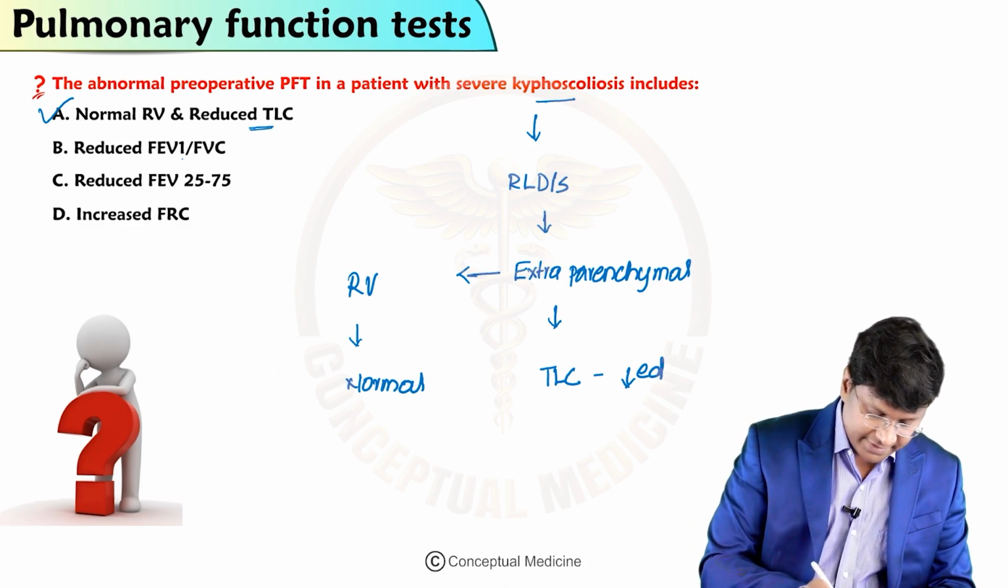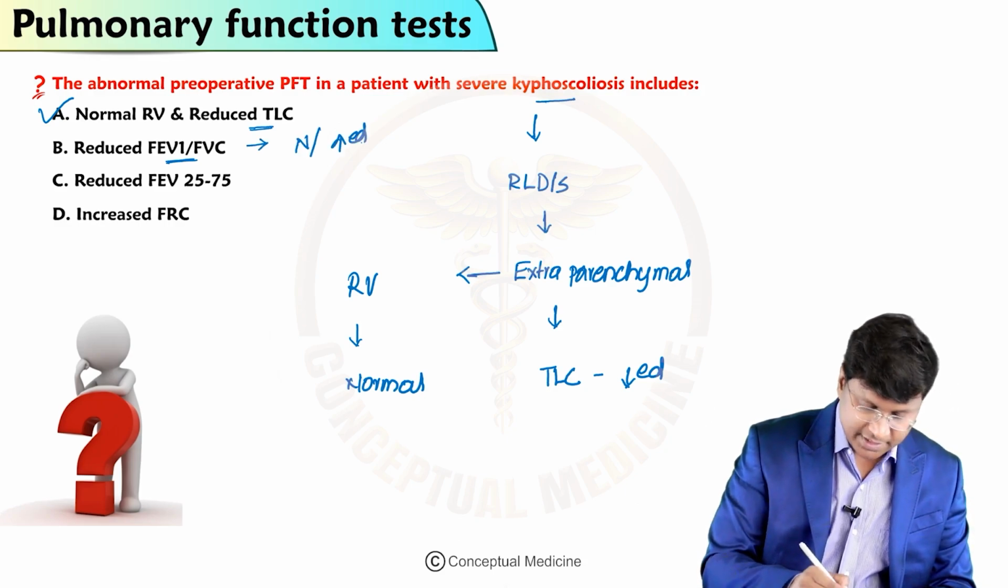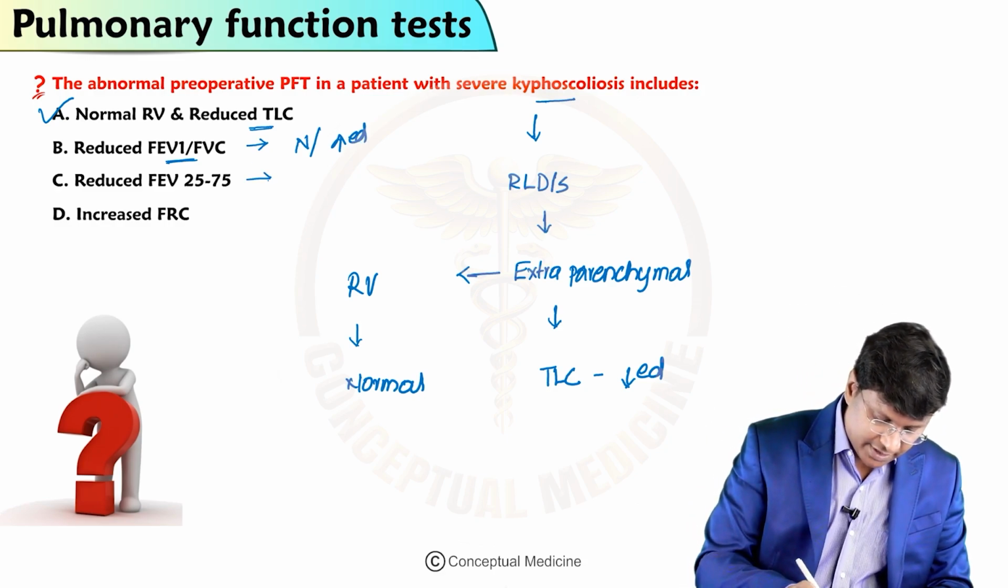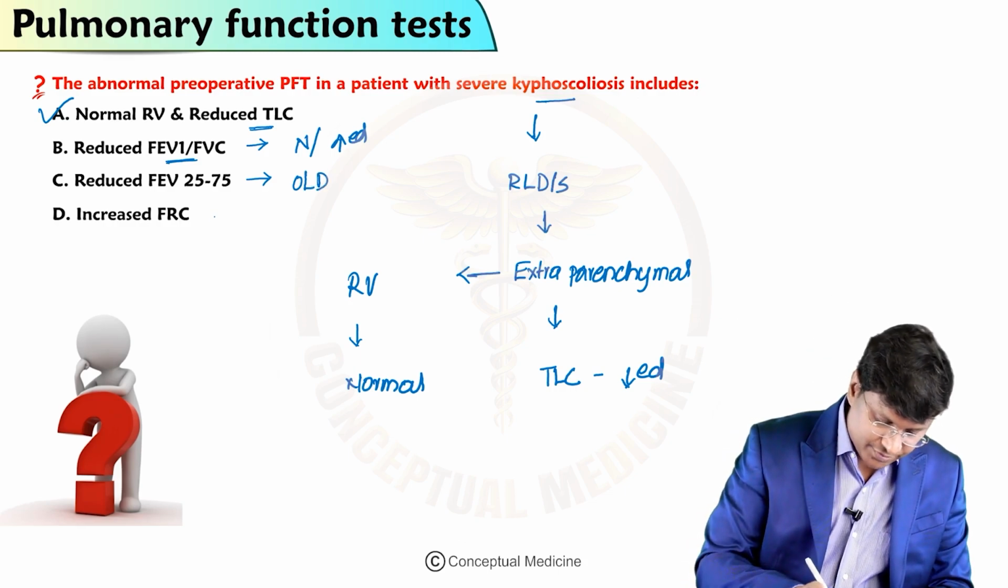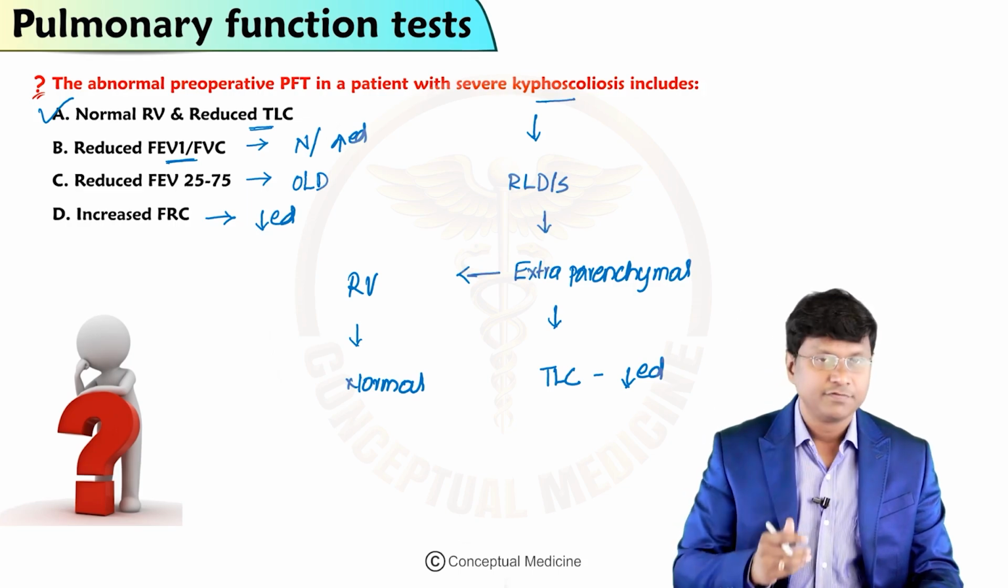Whereas FEV1 by FVC in restrictive lung diseases will be normal or increased. And forced mid-expiratory flow rate is reduced in restrictive lung diseases, but it is more sensitive in case of OLD rather than RLD. And functional residual capacity in patients with restrictive lung diseases will be reduced. So, what is the correct answer? The correct answer is the first option.